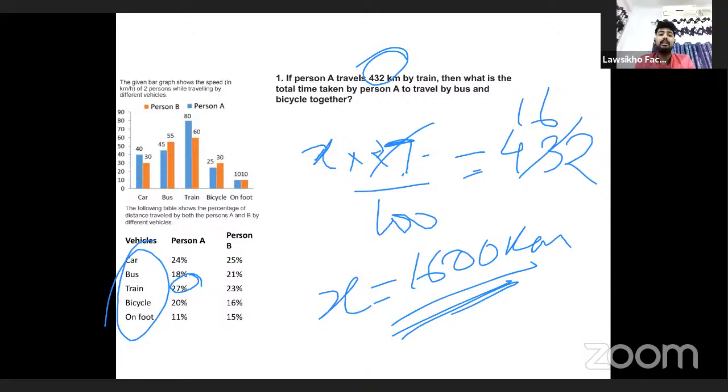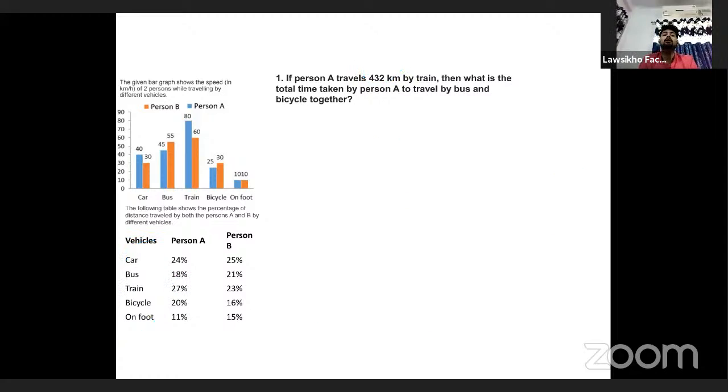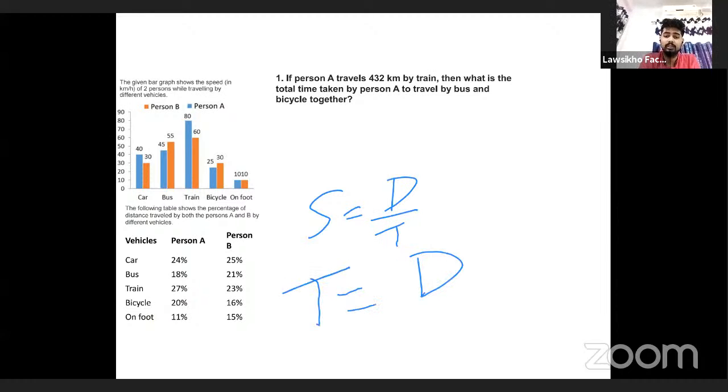अब तुम लोग को निकालना क्या है? The total time taken by person A to travel by bus and bicycle together. ठीक है? Total time क्या होगा? If the formula is speed is equal to distance upon time, तो time क्या होगा? Distance upon speed. ठीक है?